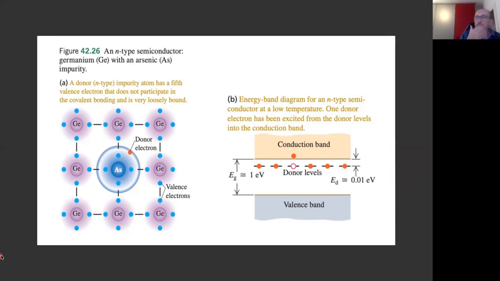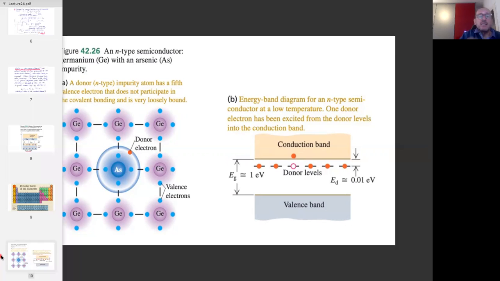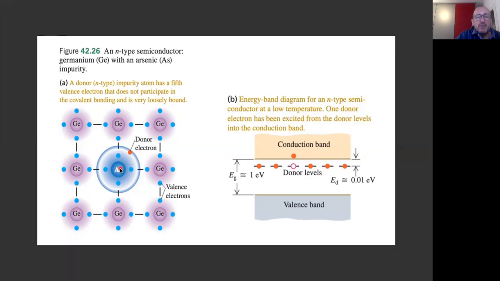This cartoon here is a bit misleading, because the actual radius of the donor electron with respect to the arsenic impurity is very big. It's almost like 10 to 15 unit cells, meaning you have many germanium atoms in between this electron and the ion, actually. So it becomes a very delocalized wave function around the impurity.